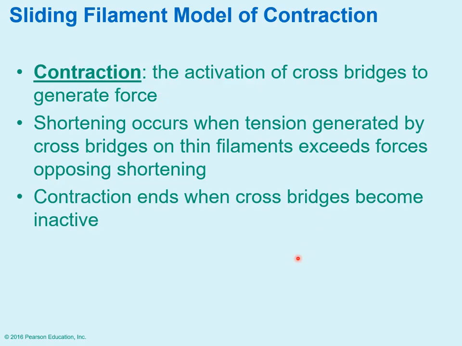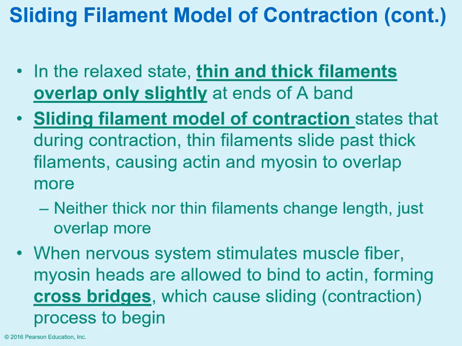So contraction is when you activate those cross bridges. You cause that to form and you generate some force. Shortening occurs when that tension is generated by the cross bridges. And then when the cross bridge relaxes and becomes inactive, the contraction ends. The muscle's going to relax again. So if you look at those myofilaments, when the muscle is relaxed, the thin and the thick filaments, the myosin and the actin, there's only a short area where they overlap. It's towards the end of the A bands.